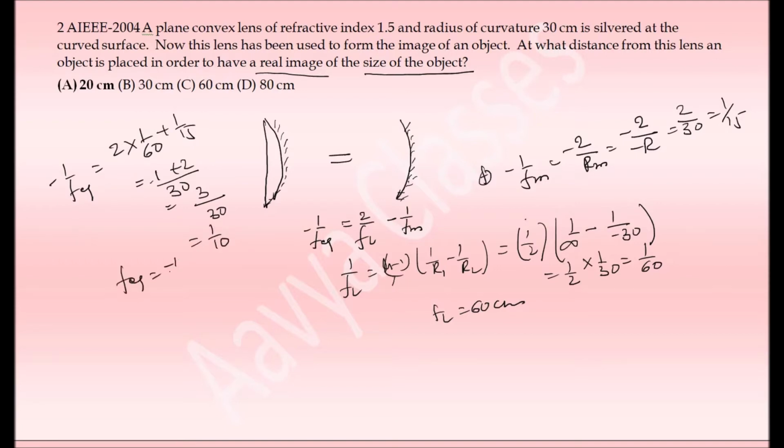So F equivalent is equal to minus 10. So clearly the focal length of this concave mirror will be 10. So the object must be placed at the radius of curvature, and the radius of curvature will be 20 centimeter. So in order to get a real image of the size of the object, the object must be placed 20 centimeter from this pole, that is from the center of this curved surface, from this pole of this curved surface.